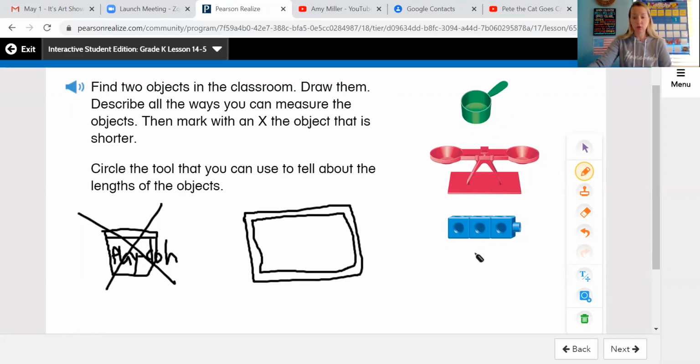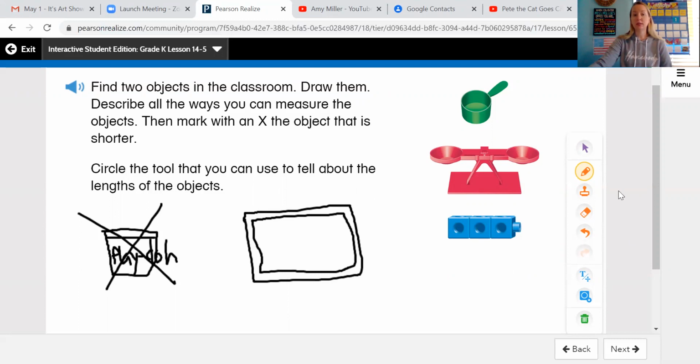And now we are going to look over here, or on your paper, it's going to be up here at the top, and you will circle which tools we could use to measure the length of an object. Can we use a measuring cup to tell about the length of an object? Nope, a measuring cup tells us how much something holds. What about a balance scale? Does a balance scale tell us about the length of objects? Nope, it tells us how much they weigh or which one is heavier and lighter.